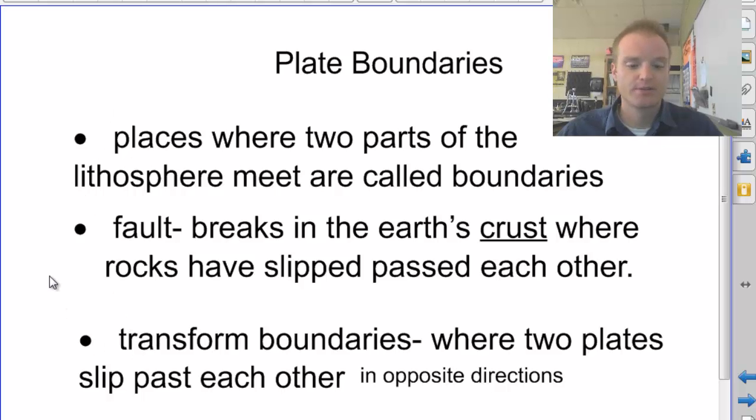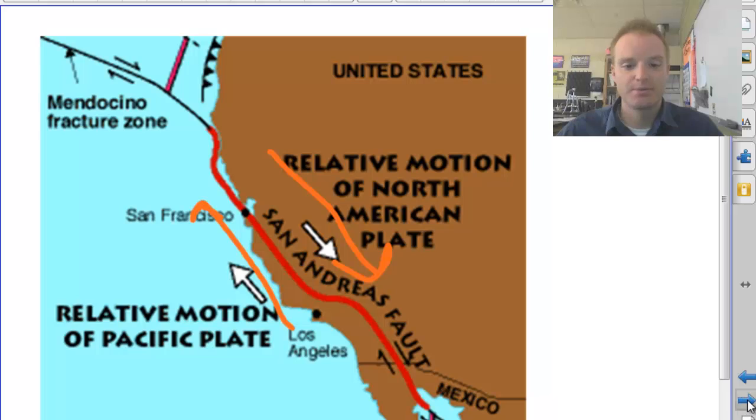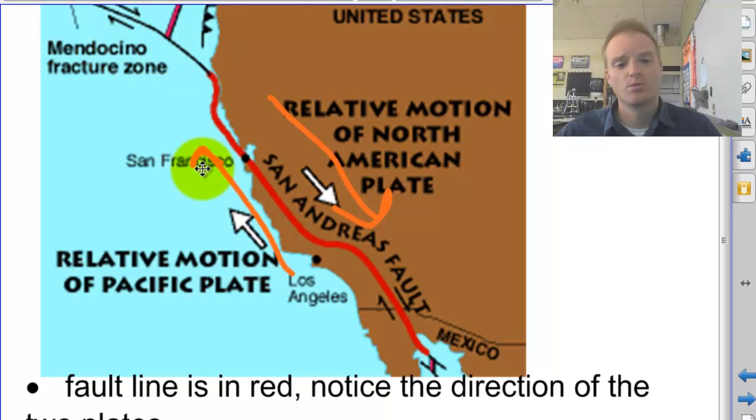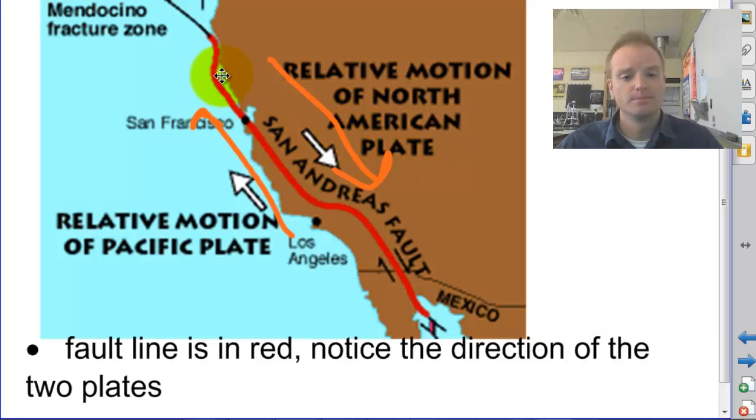The first type is a transform boundary. A transform boundary is where two plates slip past each other in opposite directions. The most obvious example is in the western United States, on the coast of California, where the San Andreas Fault is. You can see it here in red. These plates are moving in opposite directions. The Pacific plate is moving to the north and west, and the North American plate is moving to the south and east, grinding past each other. That's the transform boundary.